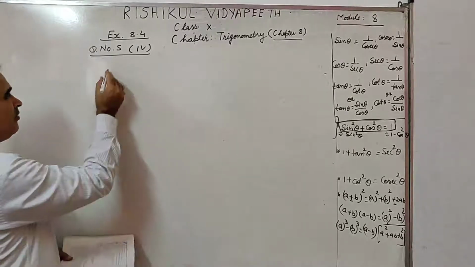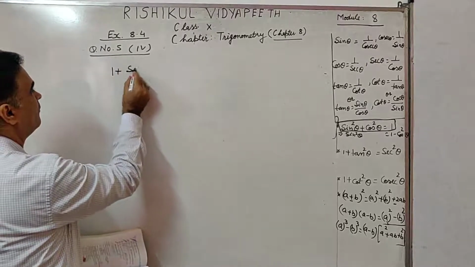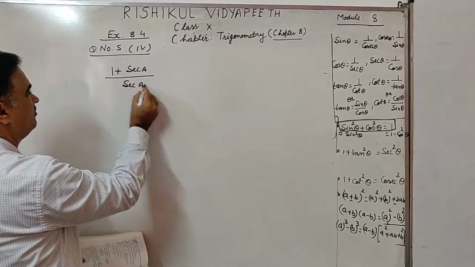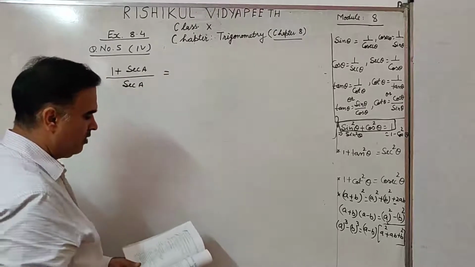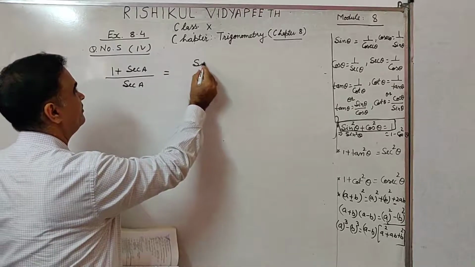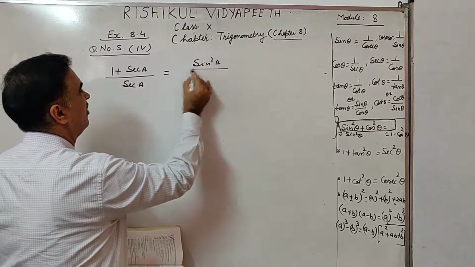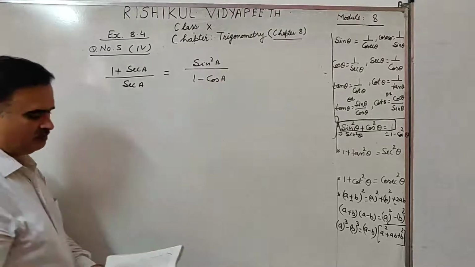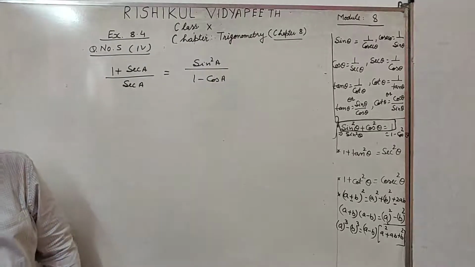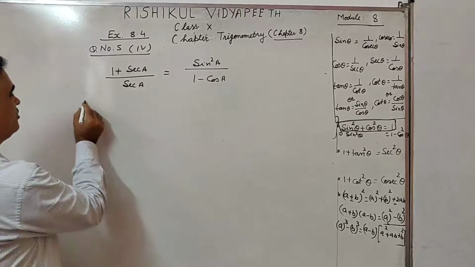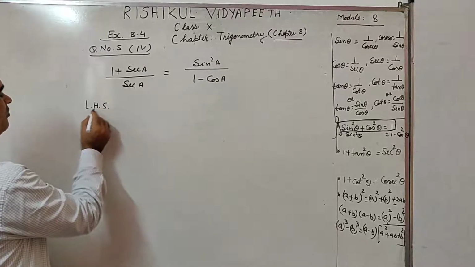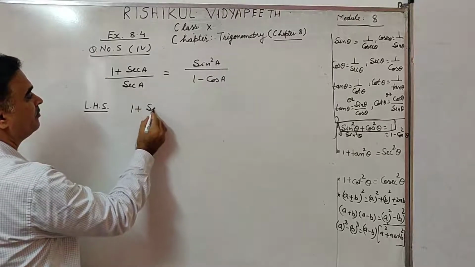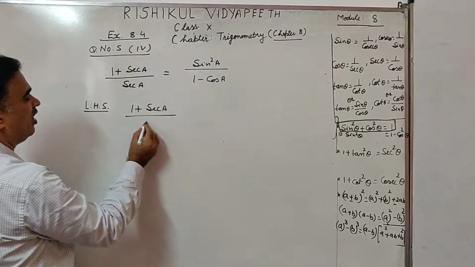1 plus sec A upon sec A equals sin square A upon 1 minus cos A. You see, my dear friends, you take LHS: 1 plus sec A upon sec A.